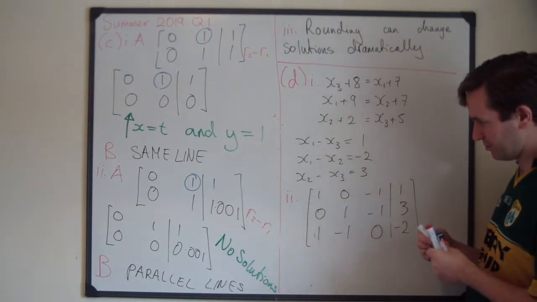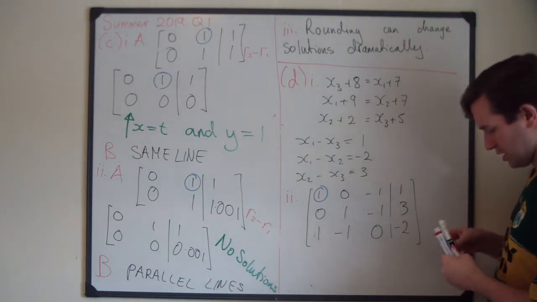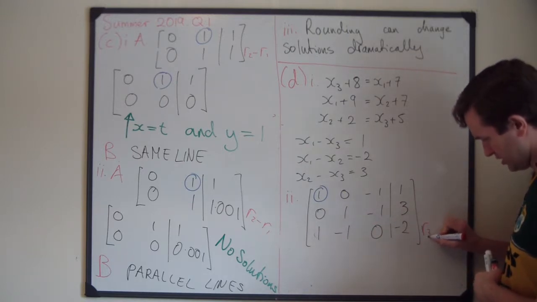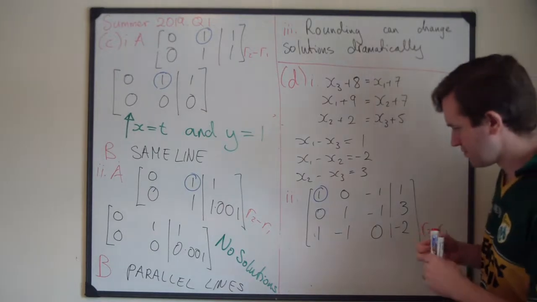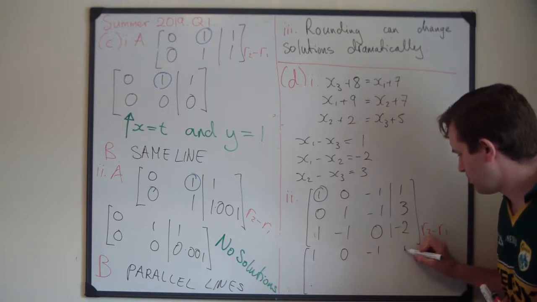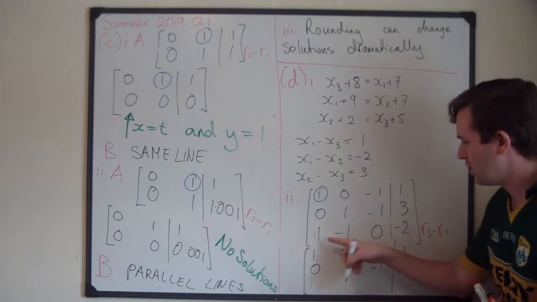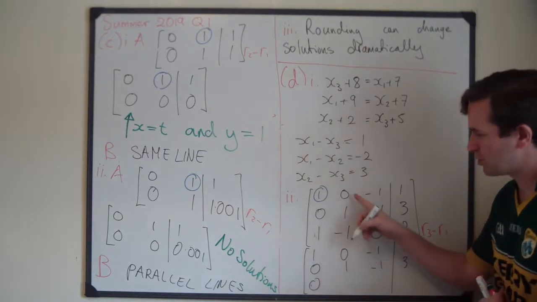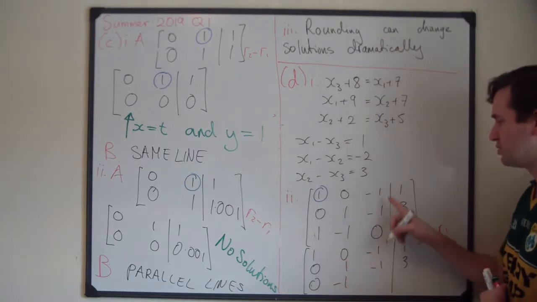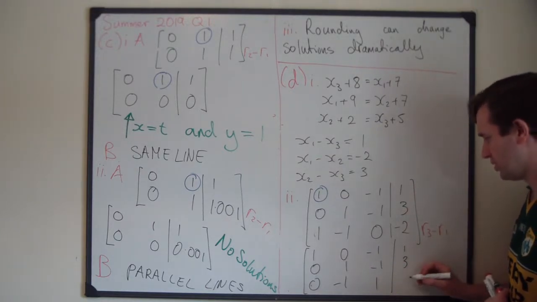Now this is going to get messed up, but let's go. So use this pivot to go at this. We're going to do row 3 sent to row 3, take away row 1. So I get 1, 0, minus 1, 1, 0, 1, minus 1, 3. 1 minus 1 is 0. Minus 1 plus 0 is, minus 1 minus 0 is minus 1. 0 minus minus 1 is 1. And minus 2 minus 1 is minus 3.